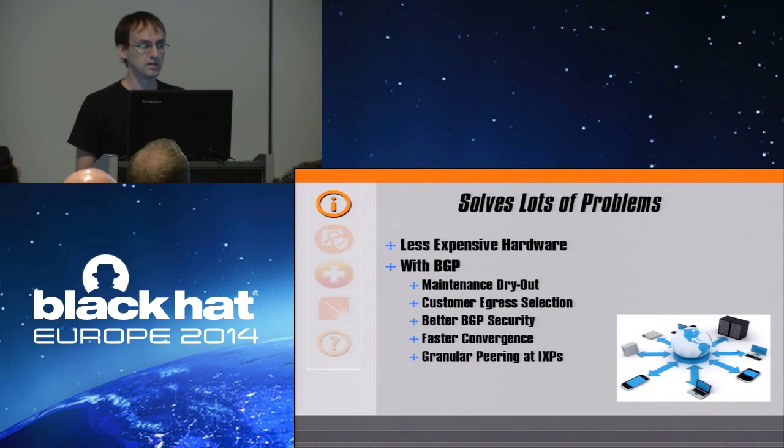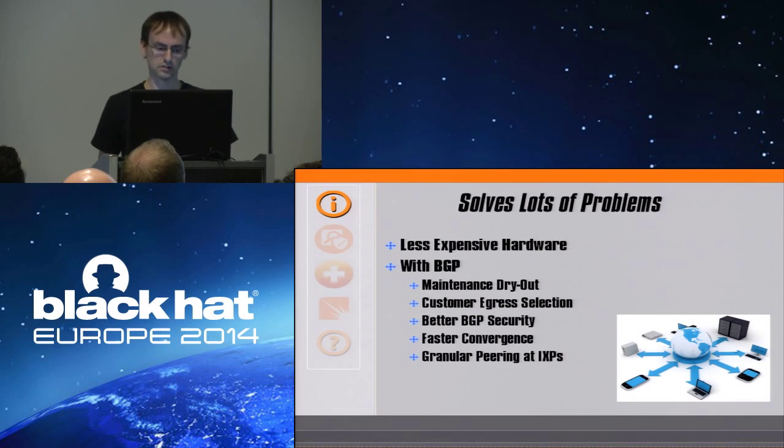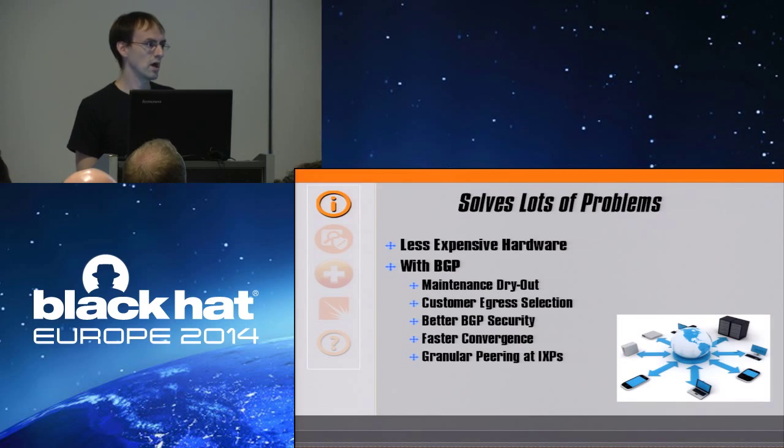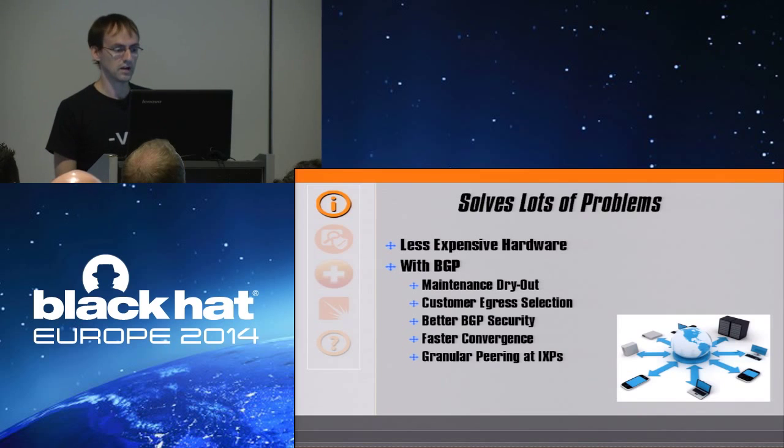And then on routing, BGP. There are lots of things that we would like to do or have problems doing currently with routing using BGP. There are lots of different problems that you can solve there with this. Maintenance dryouts: you can route traffic around a device before you take it out of service to do updates or repairs on it. You can give the customer a chance to choose the point of egress. You can add additional factors to BGP security, maybe reputation, before it chooses the next hop. Also faster convergence, granular peering at the internet exchange points. It's no longer a situation of all or nothing. And so a lot of problems are solved with software-defined networking.